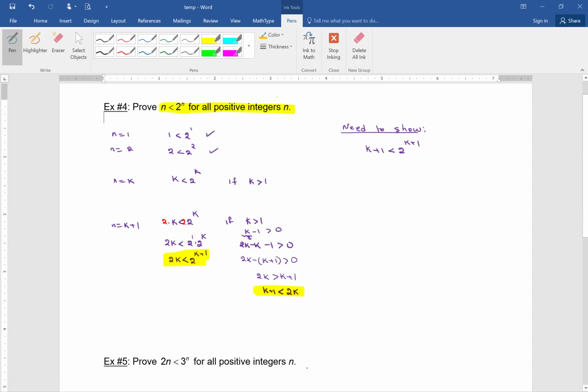So in the case of this one, I have that k plus 1 is less than 2k. And from here I have 2k is less than 2 to the k plus 1. Now, let's talk about the transitive property of inequality.